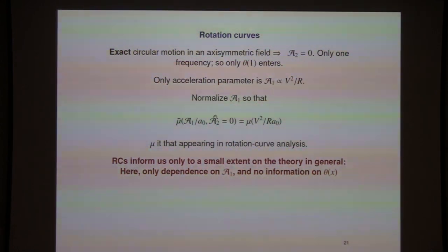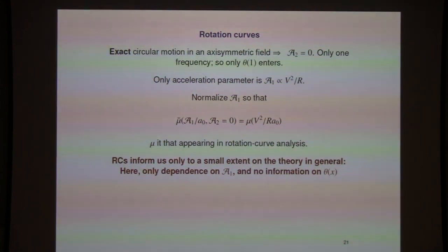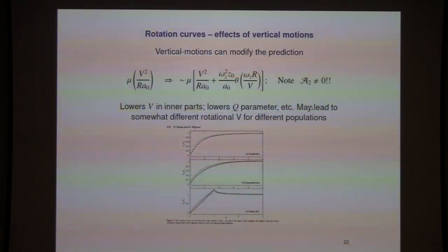for the ideal case, this A2 parameter, for example, that we described is zero, so it does not even enter the rotation curve itself, but it does enter other effects. So if you try to deduce the interpolating function from the rotation curve, you get incomplete information about the interpolating function, and you certainly don't know how it depends on this other parameter.